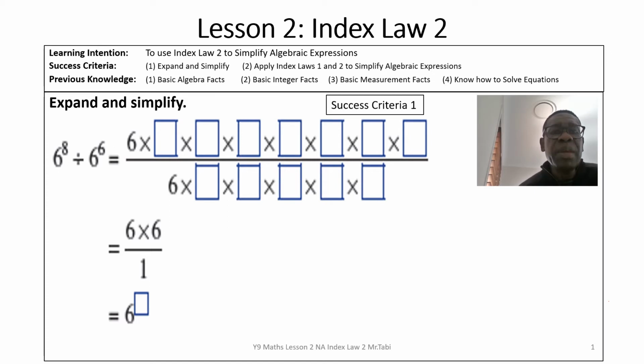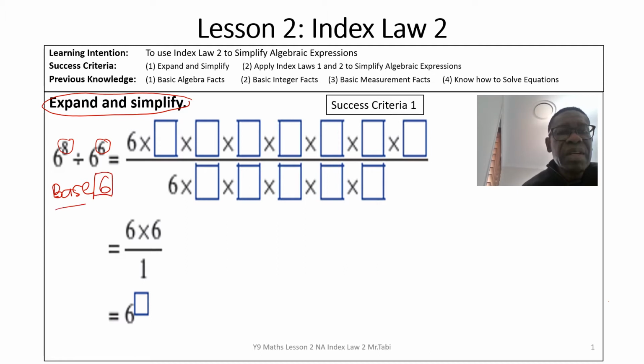Right, so for this problem here, we have to expand and simplify. So basically, we're using success criteria 1, expand and simplify. So we have 6 to the power of 8 and 6 to the power of 6. Now, what you notice is that the base is the same and it is base 6. So 6 to the power of 8 is just 6 multiplying itself 8 times.